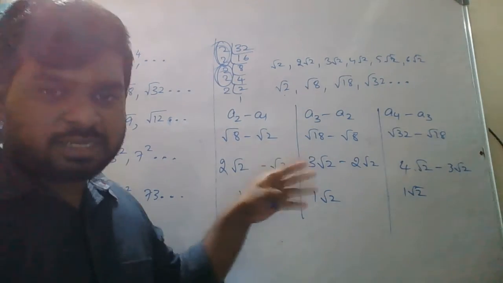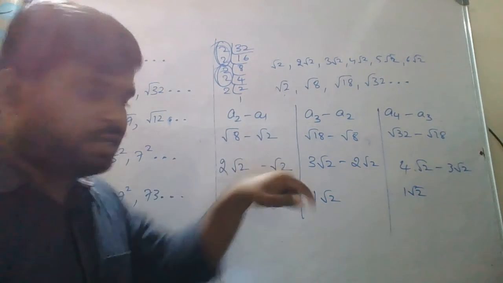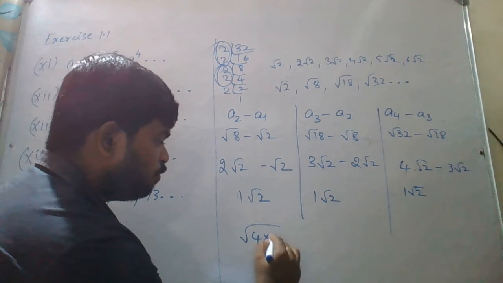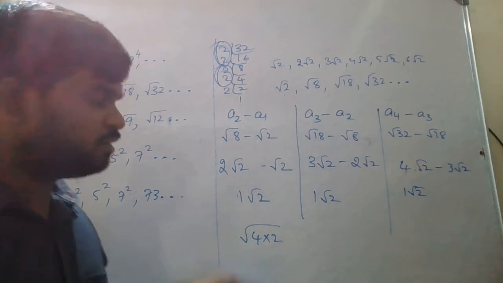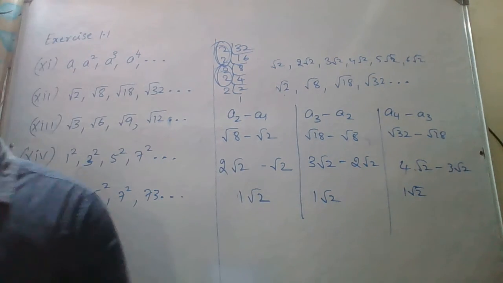So whenever it is an irrational number, there might be some perfect square inside it. For example, here this 8 can be written as 4 into 2. So 4 is a perfect square because I can find the square root of it, isn't it? So that is why you have to reduce it to simplest form.